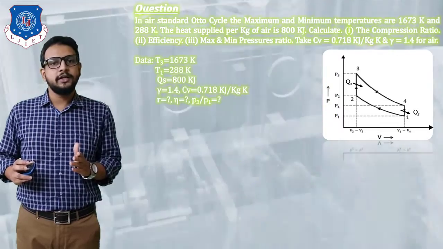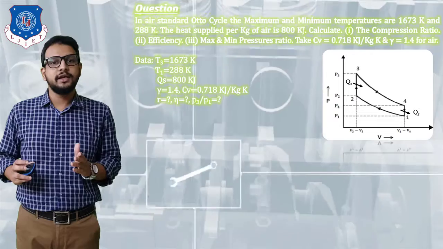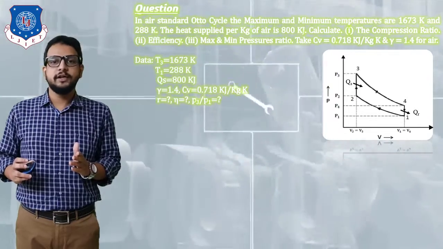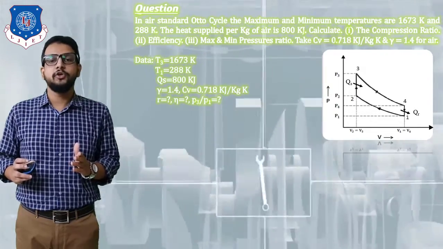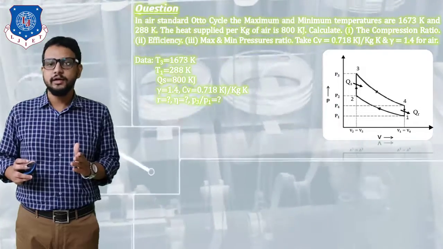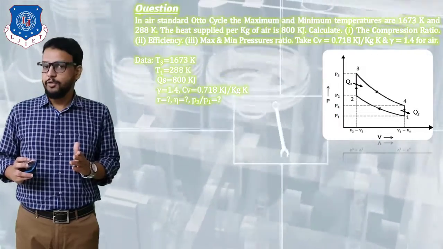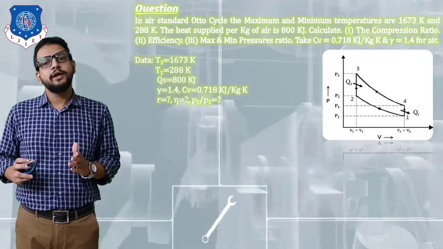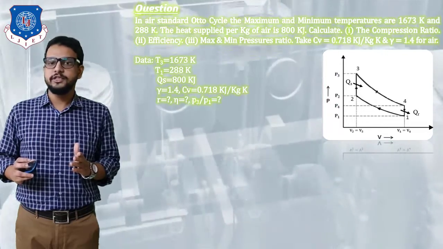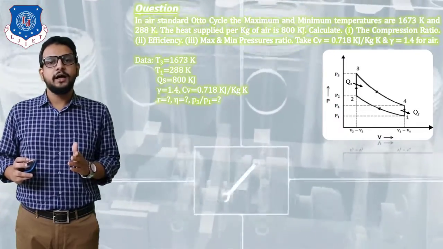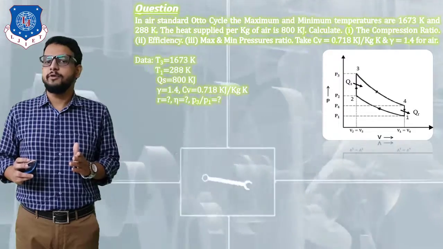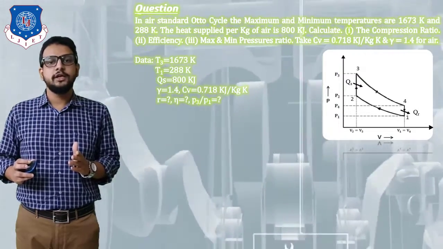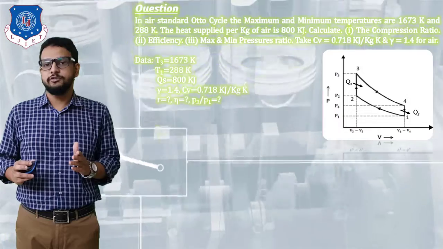So as I have written, T3 is equal to 1673 Kelvin, T1 is given, that is 288 Kelvin, Qs is equal to 800 kilojoule, gamma is equal to 1.4, Cv is equal to 0.718 kilojoule per kg Kelvin. So we need to find out R, eta, and P3 by P1. So first think about it, how we can determine compression ratio.